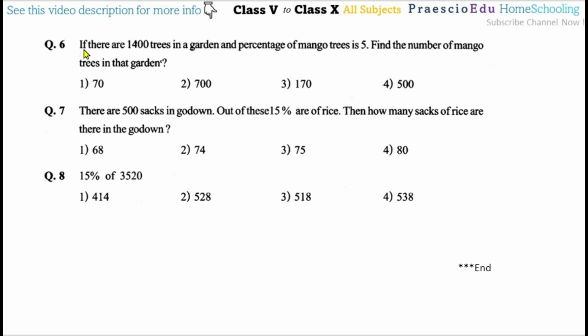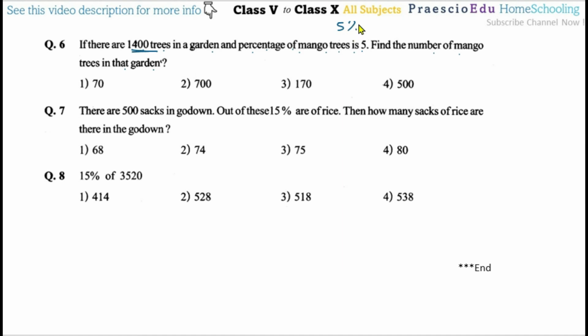Then question number 6 is there. If there are 1400 trees in a garden and percentage of mango trees is 5, that means 5% are mango. Okay, that is the meaning. Find the number of mango trees in that garden. So total how much there are in a garden? 1400. So out of this one 5% is the number that we have to find out.